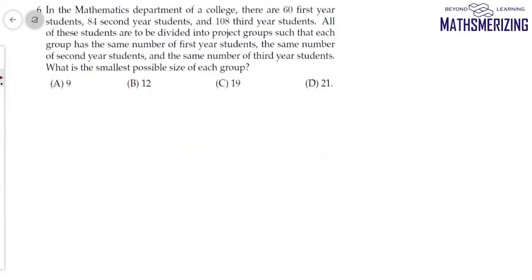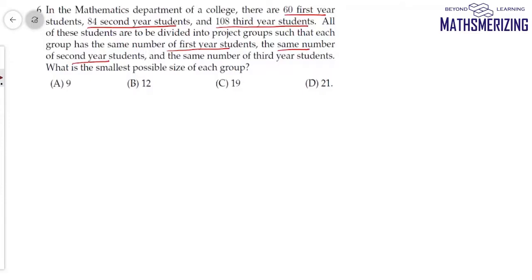Now question number 6 says, in the mathematics department of a college, there are 60 first year students, 84 second year students and 108 third year students. All these students are to be divided into project groups such that each group has the same number of first year students, the same number of second year students and the same number of third year students. What is the smallest possible size of each group? So it is a very simple question.